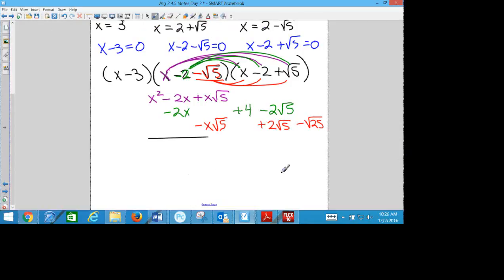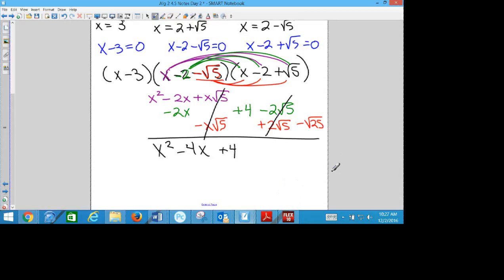Now we're going to add our like terms. X squared just comes down. Minus 2x and minus 2x is minus 4x. And what happens when I add together x square root of 5 and minus x square root of 5? They cancel. Then we're going to bring down plus 4. Then our minus 2 radical 5 and plus 2 radical 5 cancel.